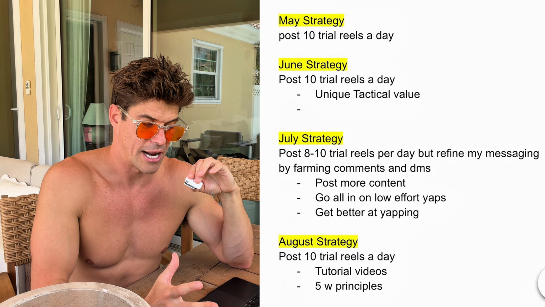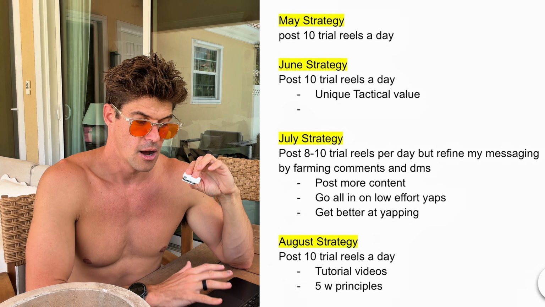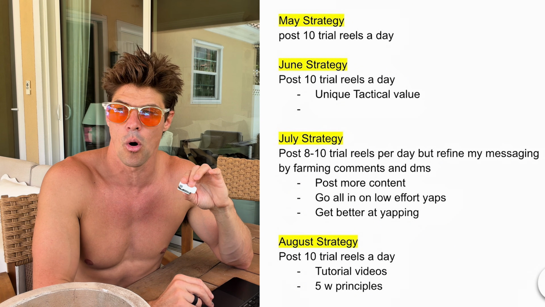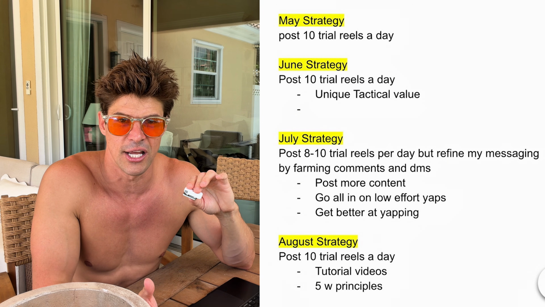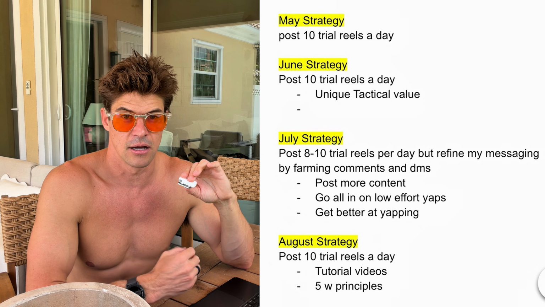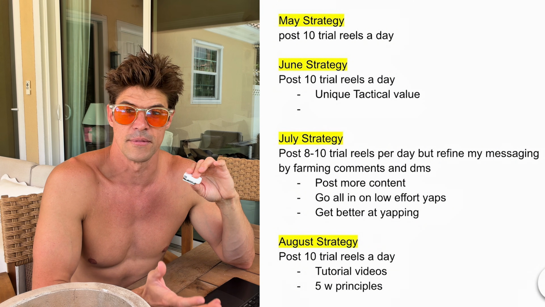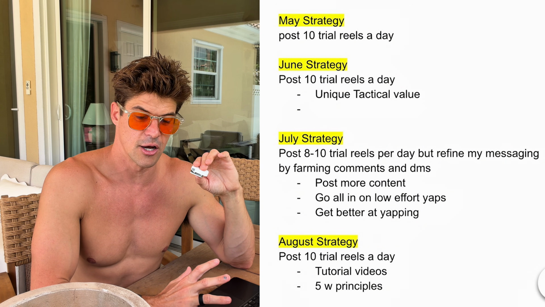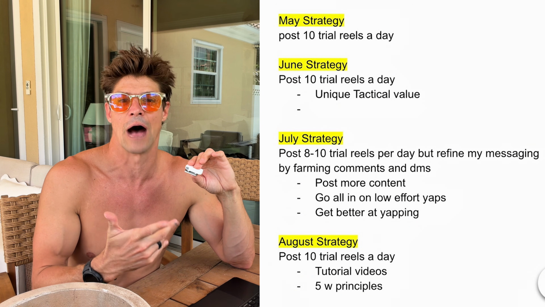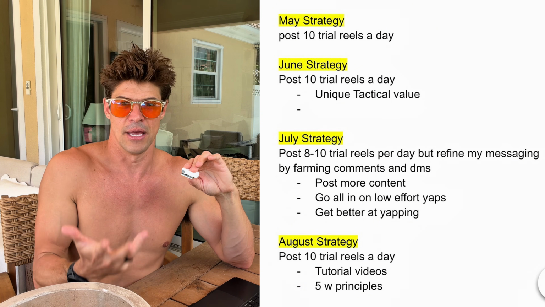So in August, the strategy was just to post 10 trial reels a day, but do more tutorial videos, because the tutorial videos absolutely crush. I made a video on how to make a green screen video. This video went insanely viral as soon as I posted it, and I've gained probably over 1,000 followers from this one video. So tutorial videos are just really good, especially if you're good with the visuals, by showing how to actually do it, not just telling people how to do it.